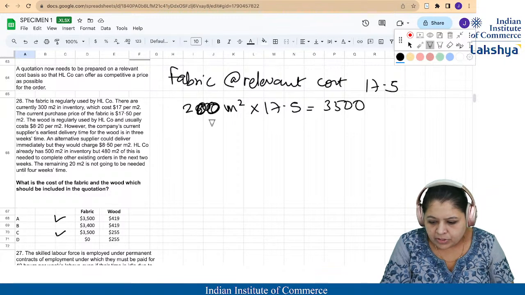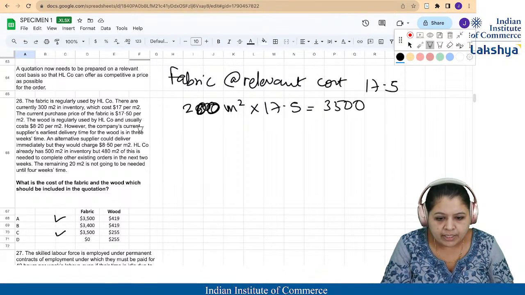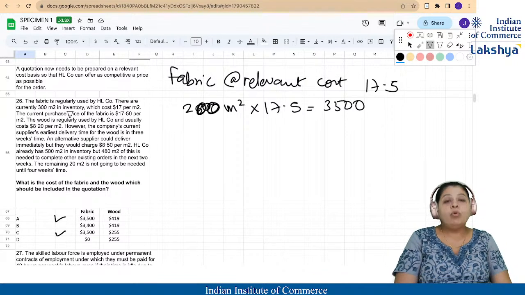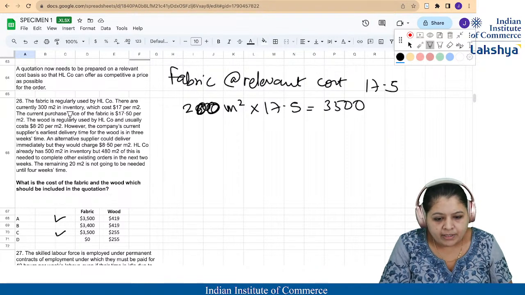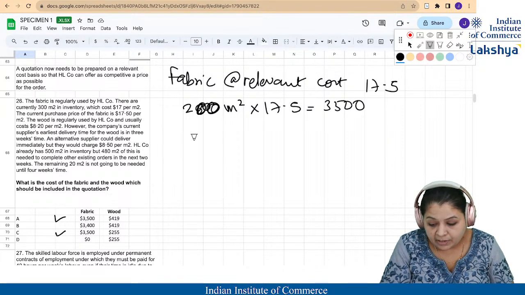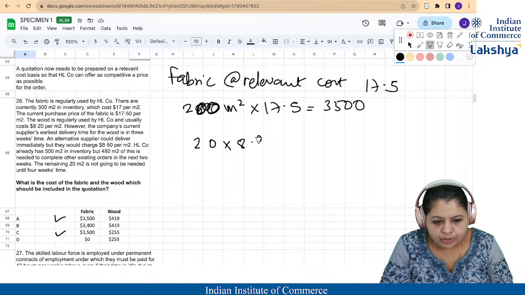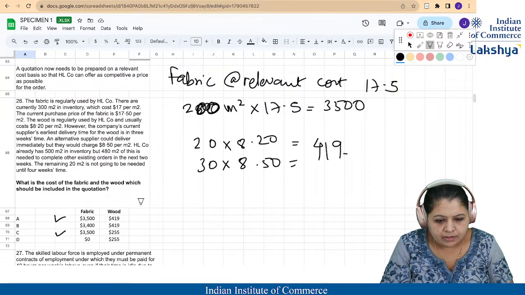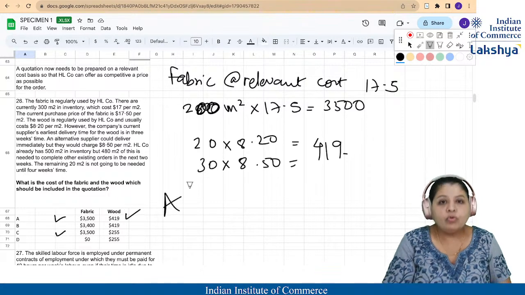Let's go to the next one, which is wood. The company already has in-house wood, and they have to buy more wood from outside. The cost of the in-house wood is 8.20, and even if they had bought it from a regular supplier, it would have cost them 8.20. But for the emergency, they have to get it at 8.50. So wood is bifurcated into two: 20 meters at 8.20 and 30 meters at 8.50, making that up to 419. So your answer is A, 419.